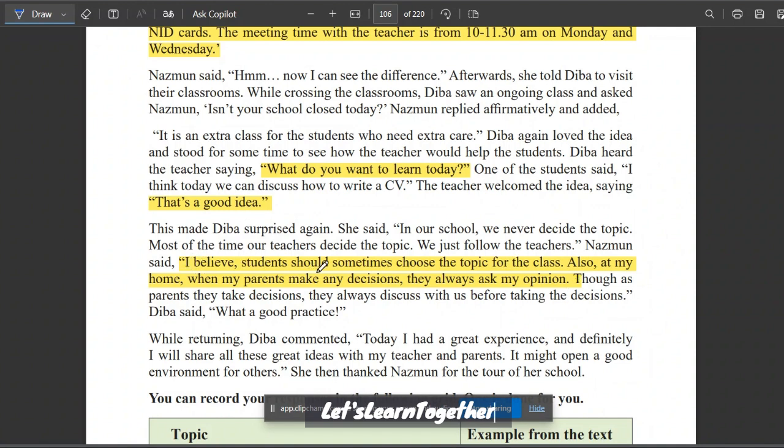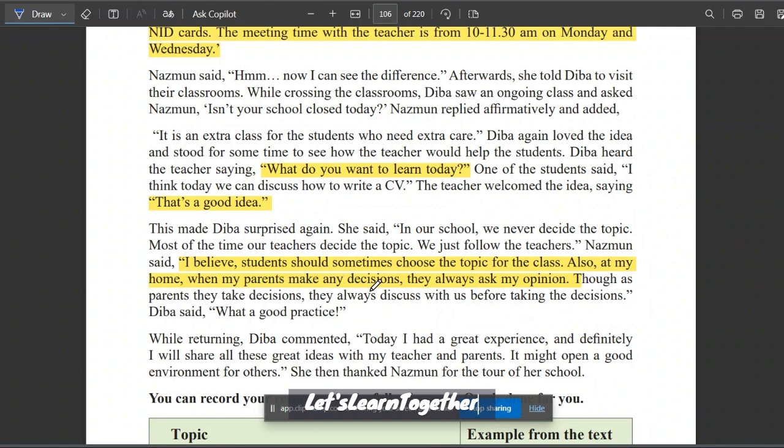That I believe students should sometimes choose the topic for the class. Also, at my home, when my parents make any decisions, they always ask my opinion. That means, look, the first sentence, I believe students should sometimes choose the topic for the class. This demonstrates the fact that why should students choose topics in the class, whereas it's the duty of the teacher? Well, students should choose the topic because if students choose a specific topic, then they have a good amount of interest towards that topic, which draws them to the lessons. So it becomes easier for the teachers to interact with the students in the entire process.